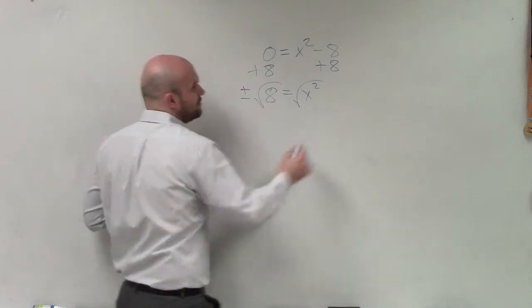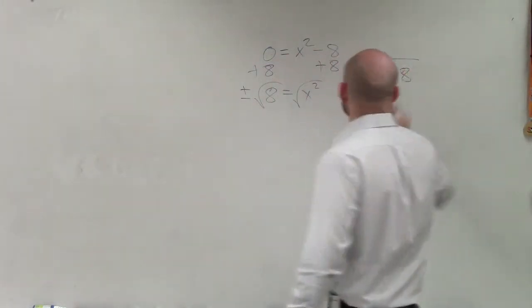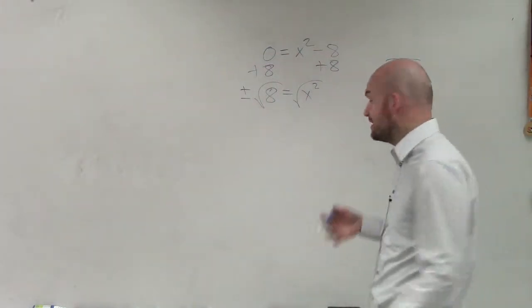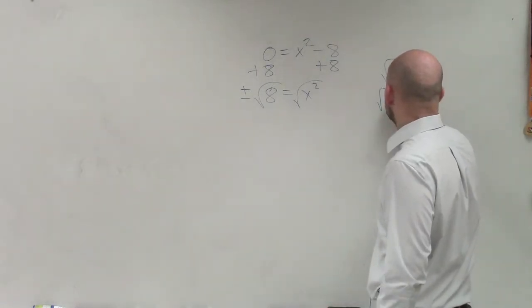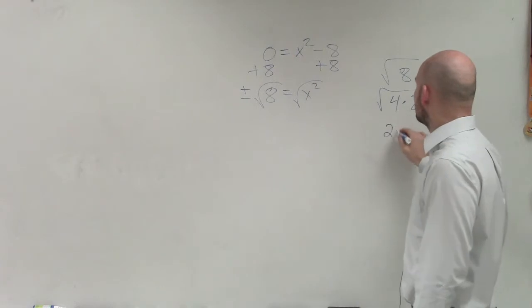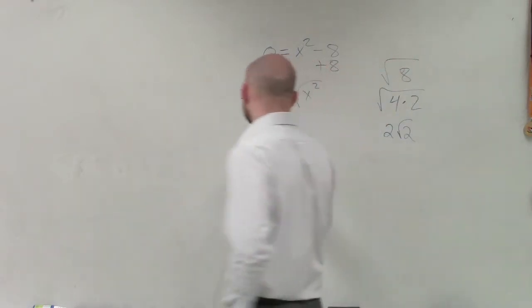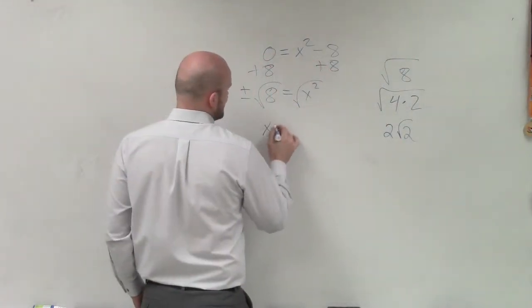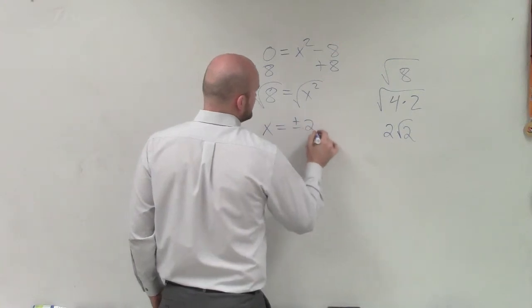But we want to see how we can simplify the square root of 8. The way that we can simplify the square root of 8 is by rewriting it as a product with a perfect square, which would be 4 times 2, so I can rewrite this as 2 square root of 2. So therefore, in this example, I have x equals plus or minus 2 square root of 2.